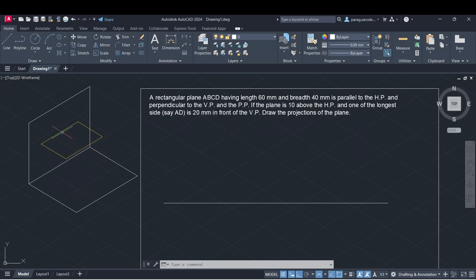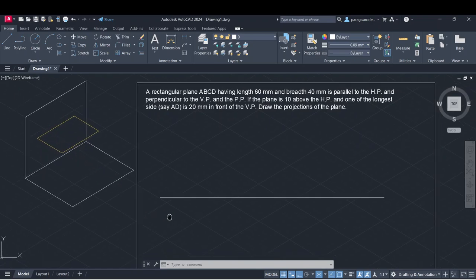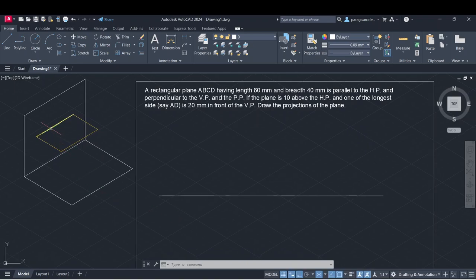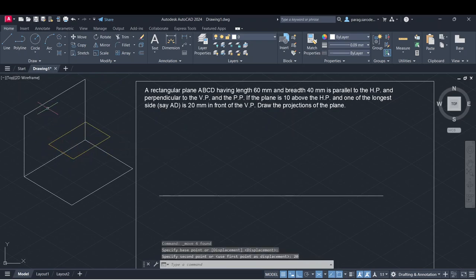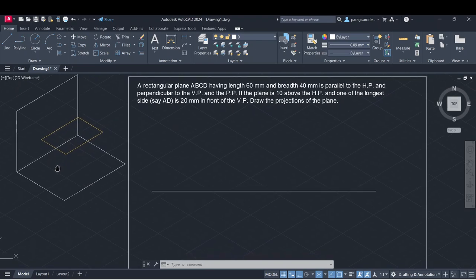And what is mentioned? At what distance is this longest side AD? Let us assume the name of this plane as ABCD. This is A, this is B, this is C, and this is D. So they have mentioned that the longest side AD, which could be either this or this, is 20 mm in front. Are you getting this? 20 mm in front means this plane will be at a distance of 20 mm from this vertical plane. So now the question is where we should start. Are you getting this?